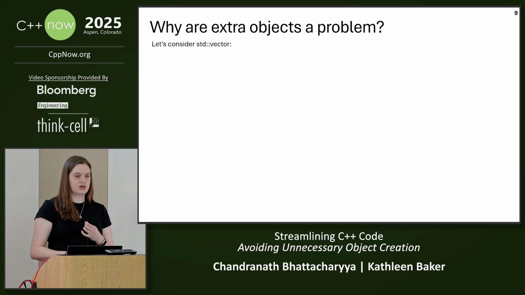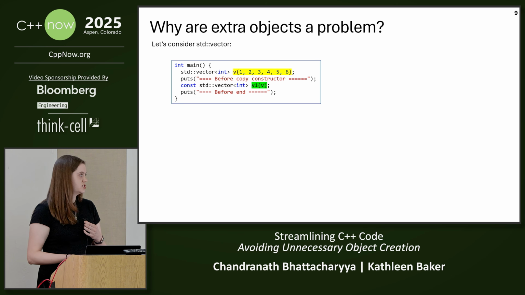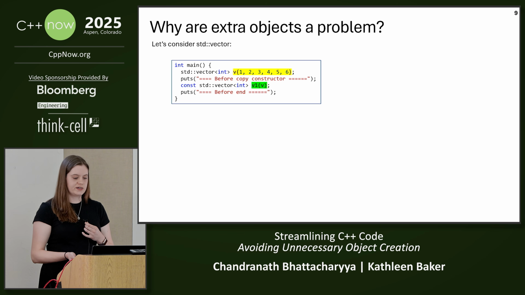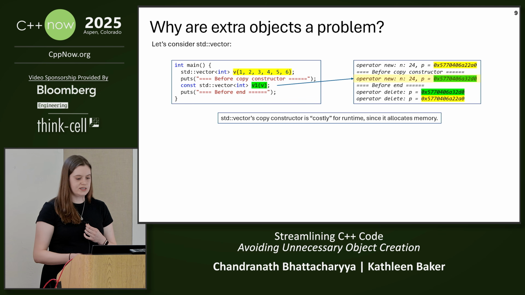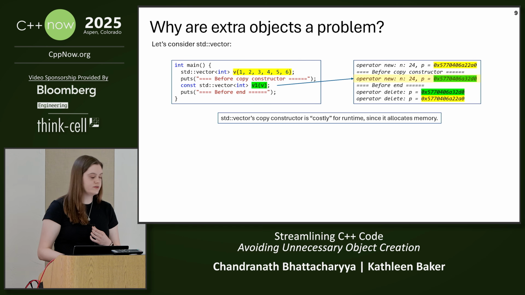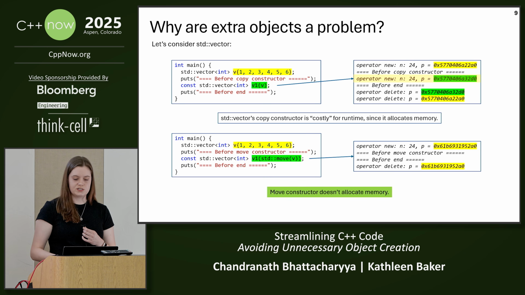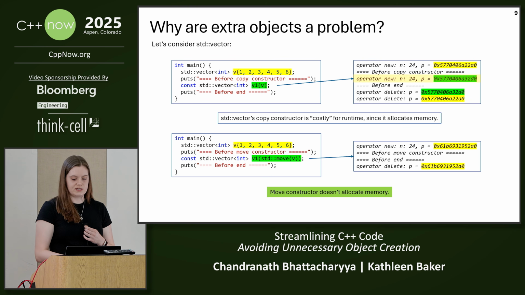Let's take a look at extra objects with vectors now. In this code, we create a vector v, which contains 6 ints. Another vector v1 is created from v. We can see 2 vectors are created here. Vector's copy constructor is costly for runtime since it allocates memory. If we compare it to move, no memory was allocated for v1.